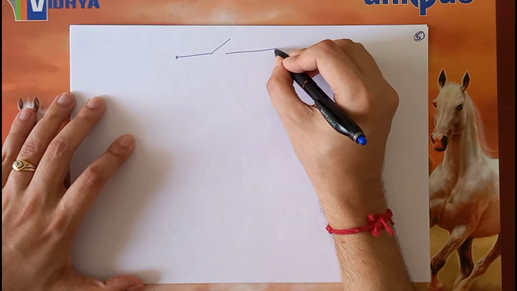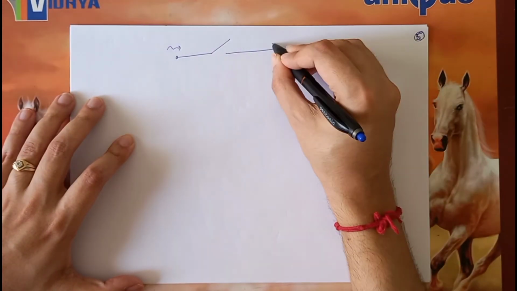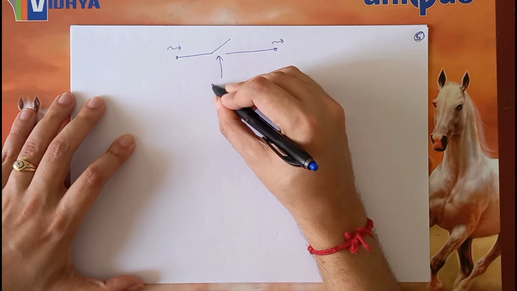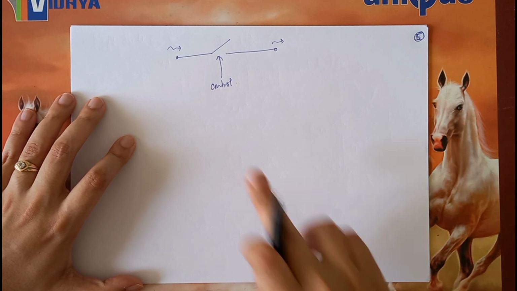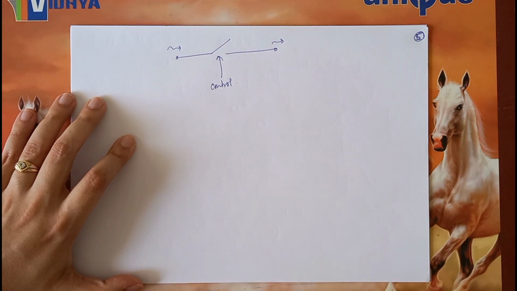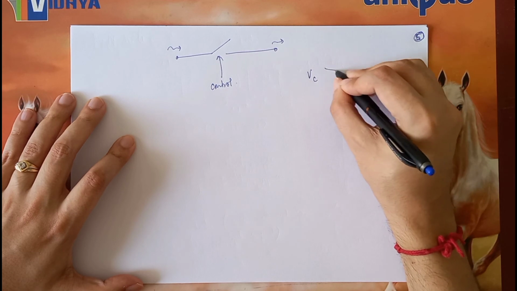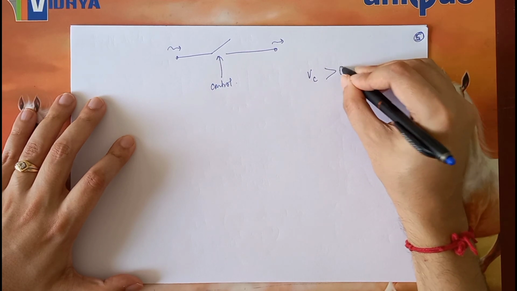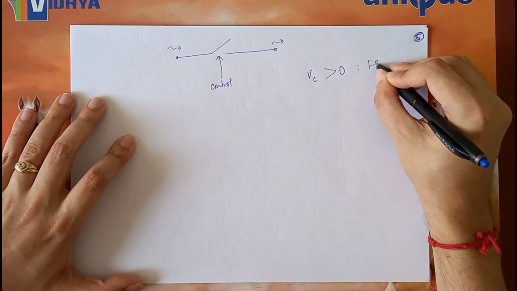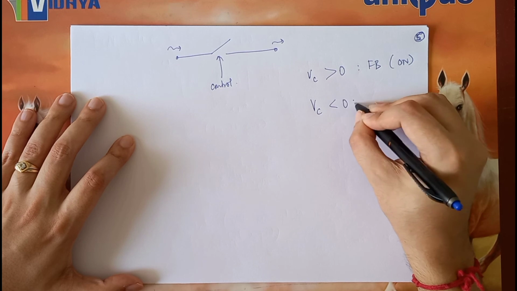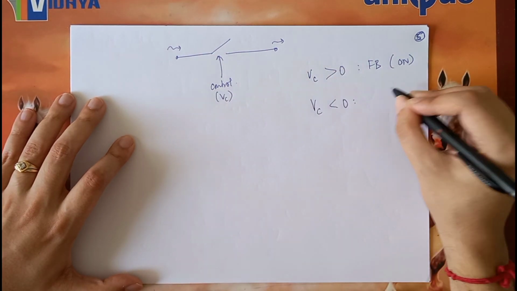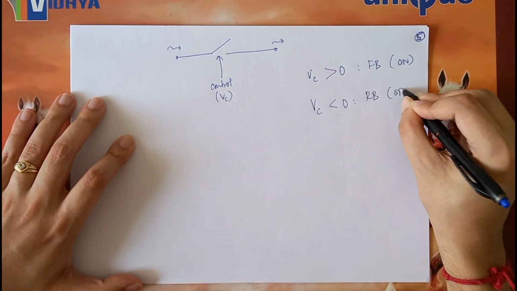These are the two terminals of the switch, let us say input and output, and this is called the control. So one way to give this control is to have a DC voltage which controls the bias of the diode. Let us say V control is more than 0, that means the diode is forward biased, so therefore the diode is on. And let us say VC is less than 0, so the diode is reverse biased, therefore it is off.